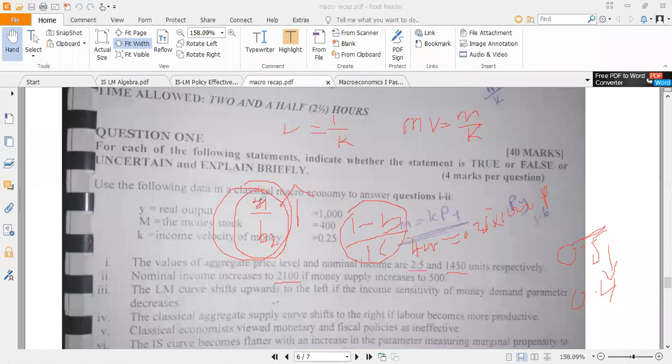If there's a reduction in the numerator holding the denominator constant, there will be a fall in the ratio. So there will be a reduction in the steepness. And this B1 here is the income sensitivity of money demand. So whenever there's an increase in the income sensitivity of money demand, then the LM curve becomes steeper. Is that okay?